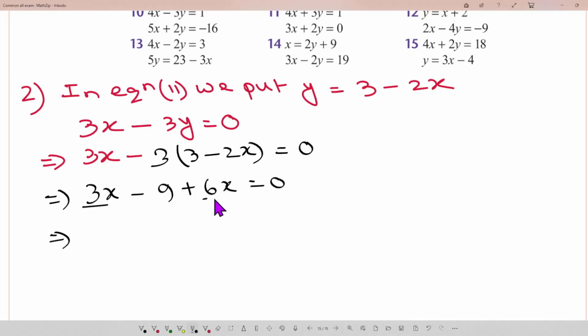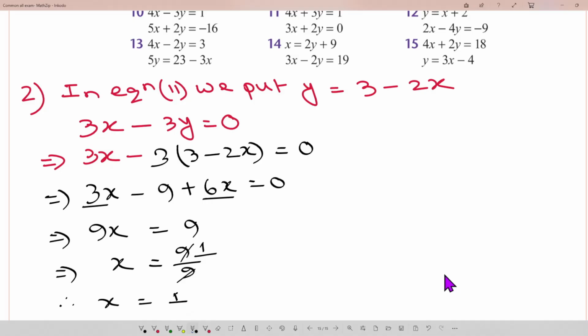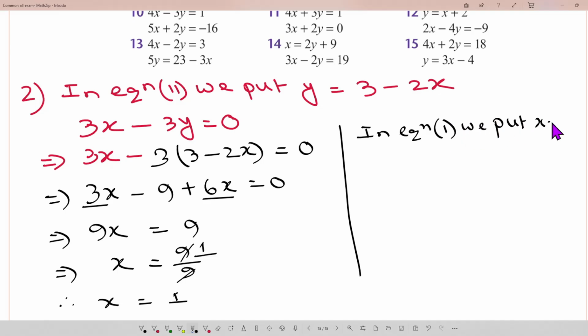Now this 3x and this 6x will be 9x, and we will add 9 to both sides, so this 9 will cancel out, and on the other side it becomes plus 9. Now we will divide both sides by 9, so x equals 9 by 9, which is 1, so we can say x equals 1. Okay, now this x equals 1 we will put in equation 1. So in equation 1 we put x equals 1.